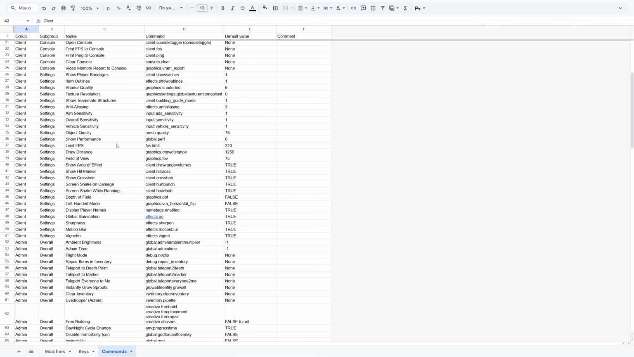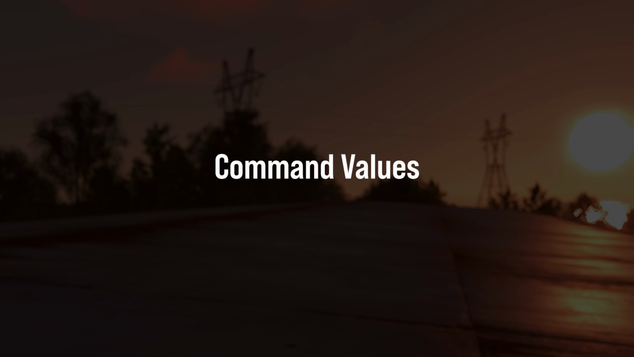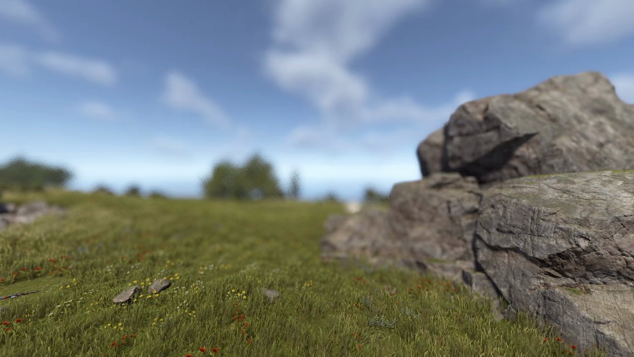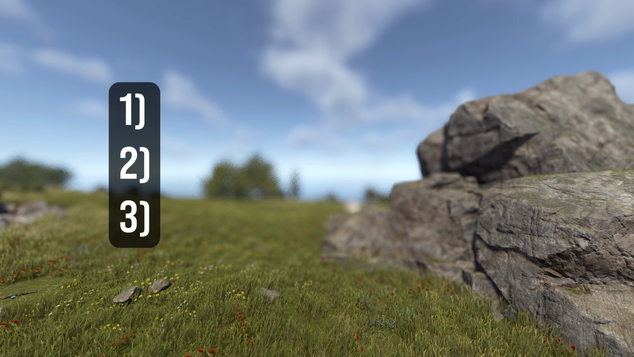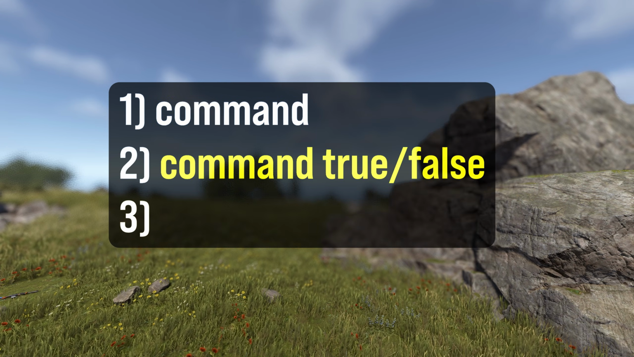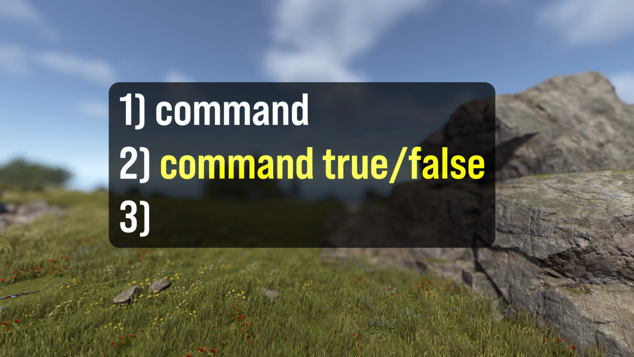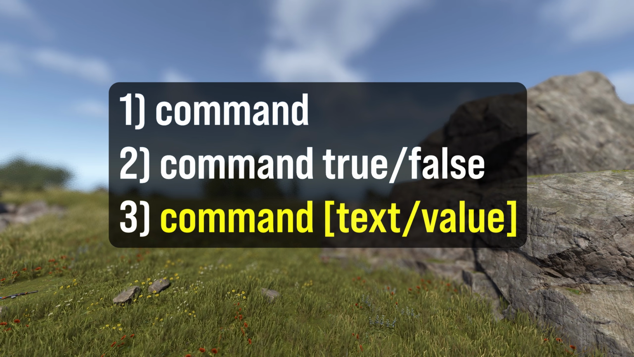Once the command is selected, you need to understand its values. Commands can be divided into 3 groups. Those that do not require any values at all after them, those that require a true/false value, and those whose values are defined individually by the game.